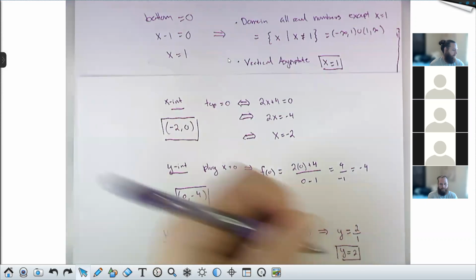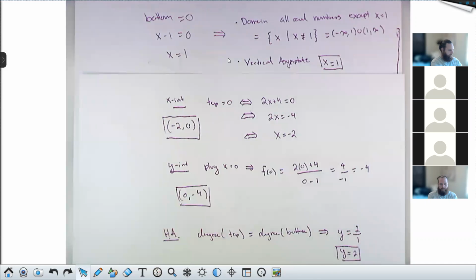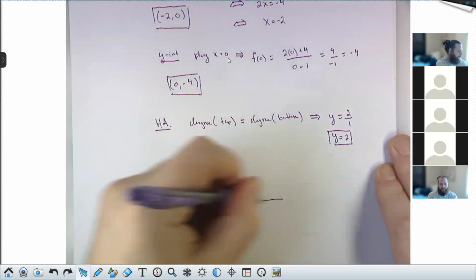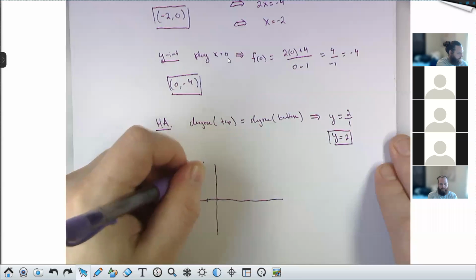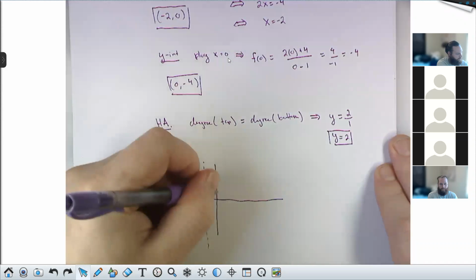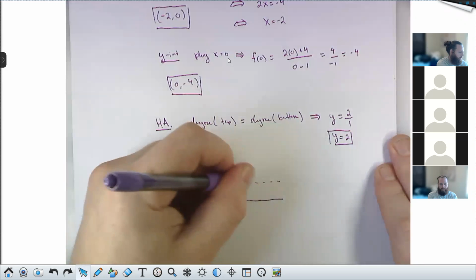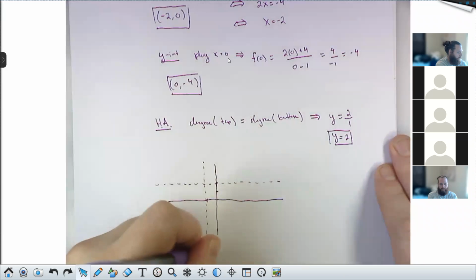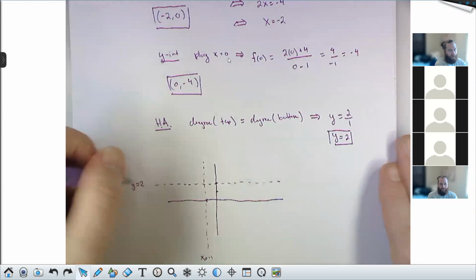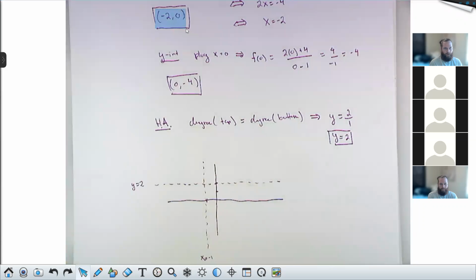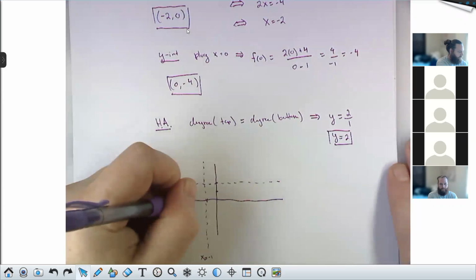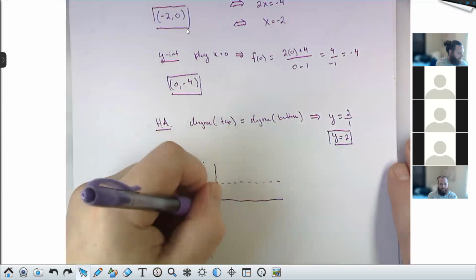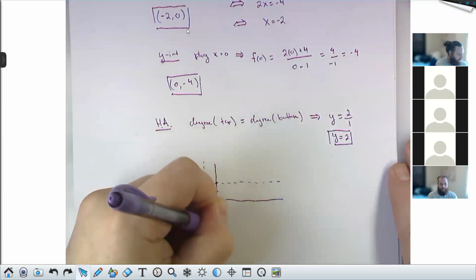And once we have all of these things, we can sketch our graph. Here's the vertical line x equals -1. Here's the horizontal line y equals 2. We can plot the points that we know, which are -2, 0. So -2, 0 is right here. And 0, -4, right here.